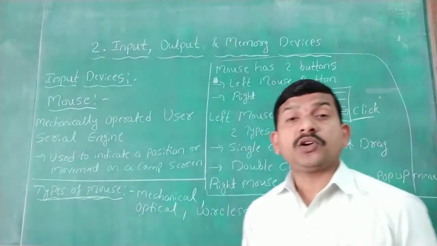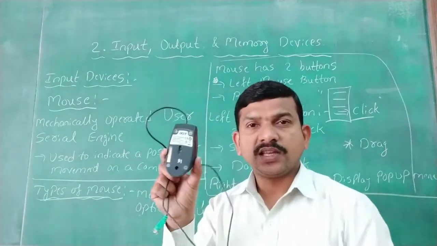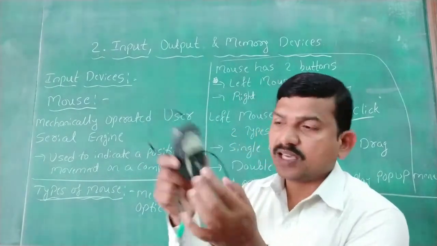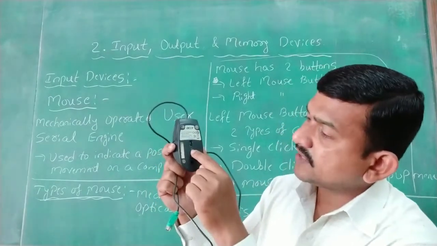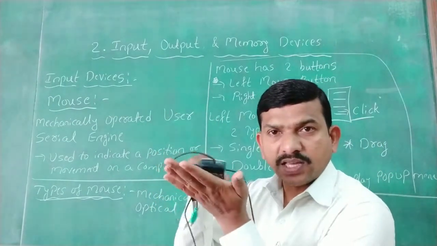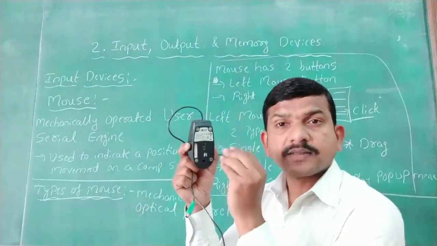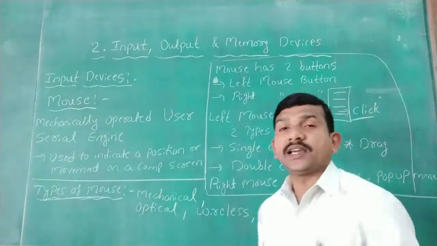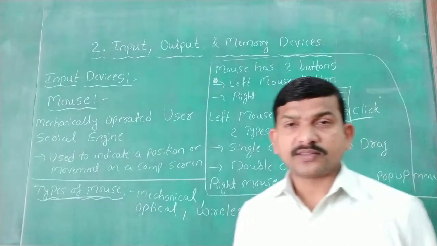Then optical mouse. So this is an optical mouse actually. When you are working with this, there is no ball, here there is an LED light. When you are working with this, it produces some light. So this is optical. Then wireless mouse.